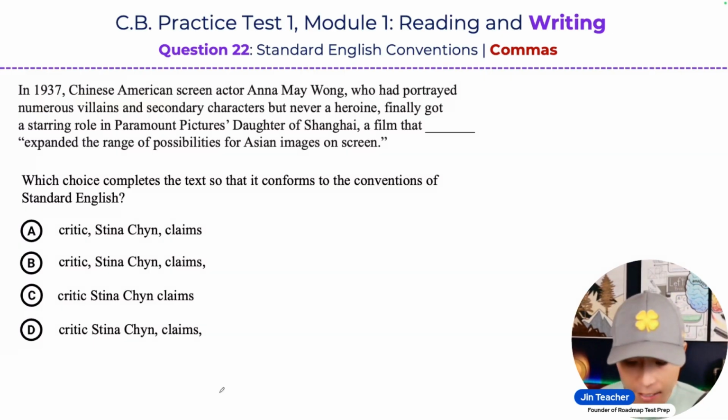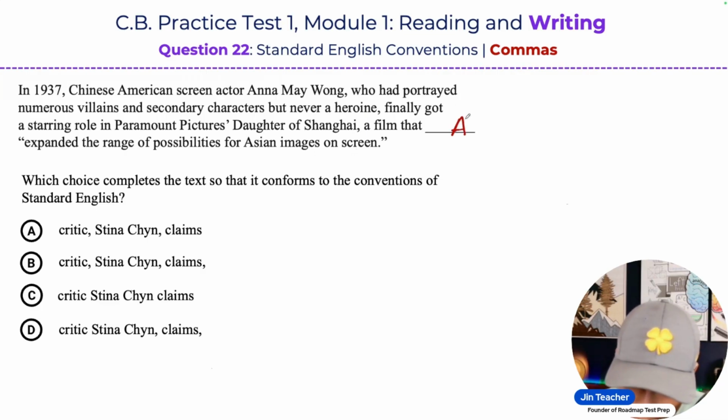So once we figure out we're being tested on commas, then from there we can read the passage with intention. Okay, so now it says, in 1937, Chinese-American screen actor Anna May Wong, who had portrayed numerous villains and secondary characters but never found a heroine, finally got a starring role in Paramount Pictures' Daughter of Shanghai, a film that critic Stina Chine claims expanded the range of possibilities for Asian images on screen.